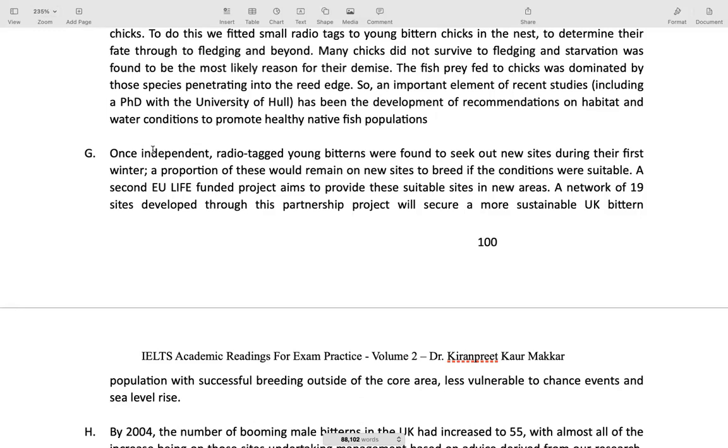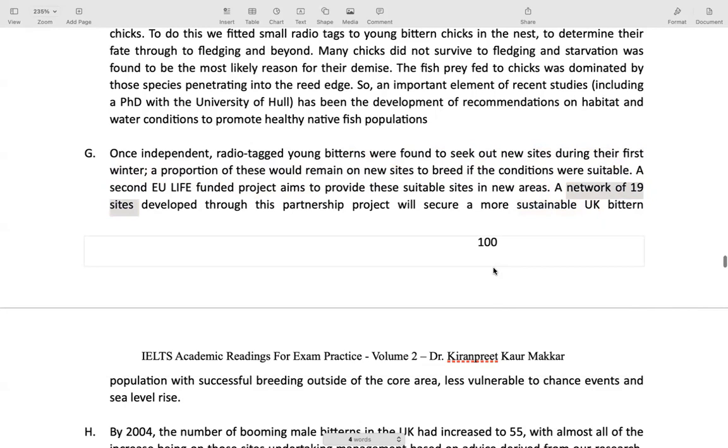First tell me, I need a word for stability. Sustainable. Sustainable is something that continues for a long time. Stable can be a synonym for sustainable. That remains stable, that doesn't go up and down. And what are they doing? What's the project name? A partnership project, or a network of 19 sites? What would you mark your answer as?